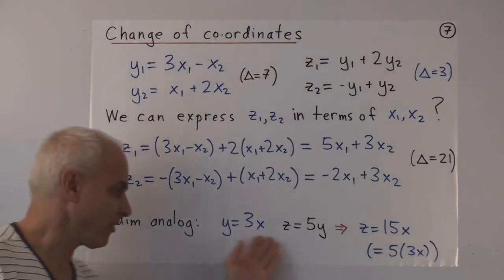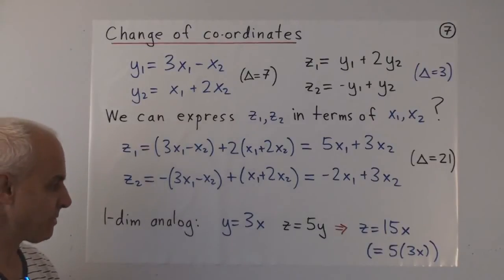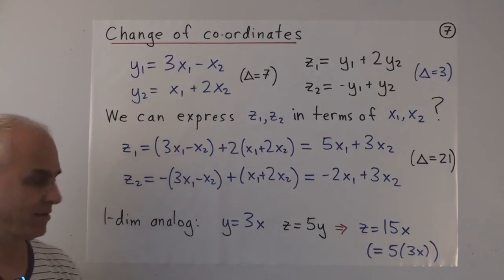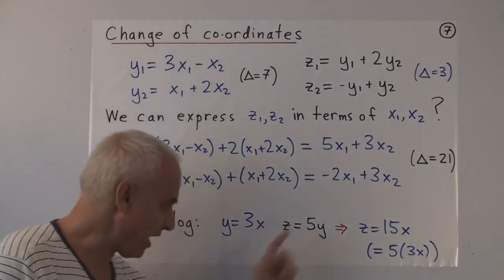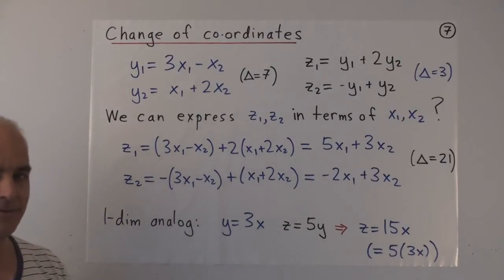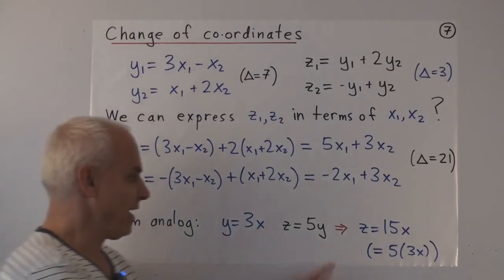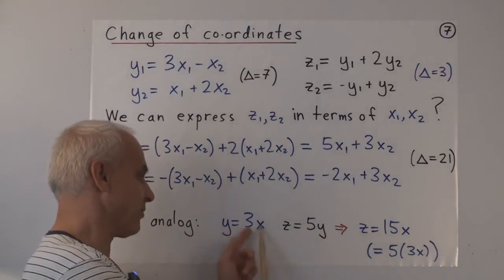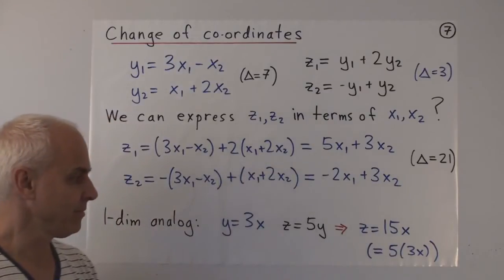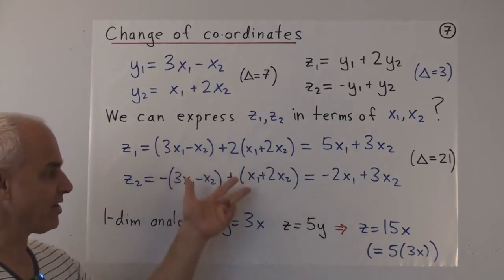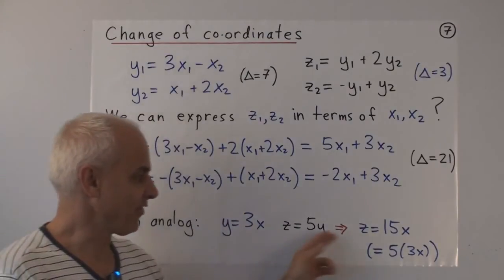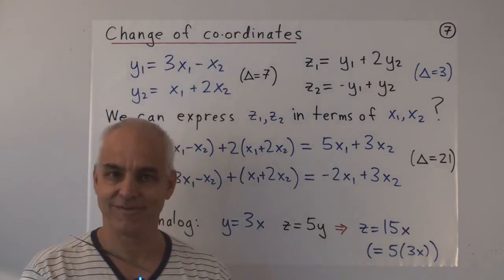There's an analog to what we just did in the one-dimensional case, which is vastly simpler, but it's also important to keep it in mind. Suppose we just have three variables x, y, and z, and we know that y is 3 times x, and we know that z is 5 times y, and we want to know what's the relationship between z and x. Well, it's very simple. z is 5 times y, and y is 3 times x, so we just plug this into there, and we get z equals 15x. What we've done here is just a fancier version, a two-dimensional version of this simple one-dimensional business.